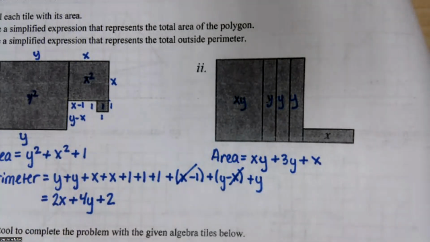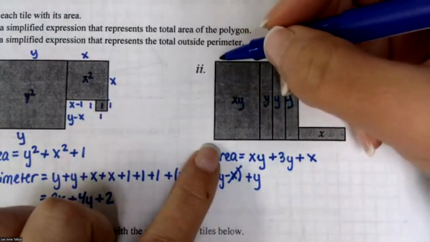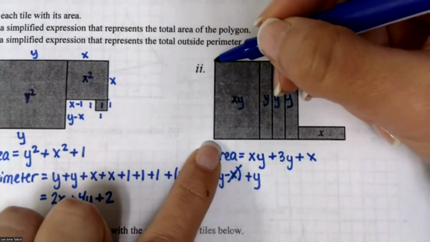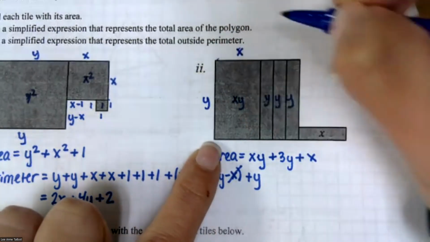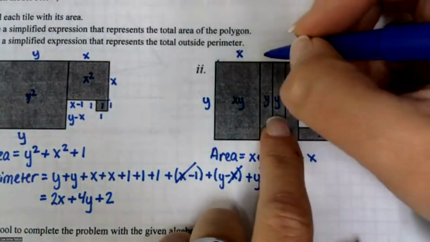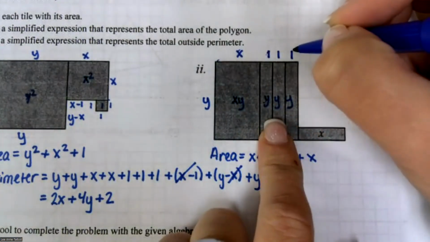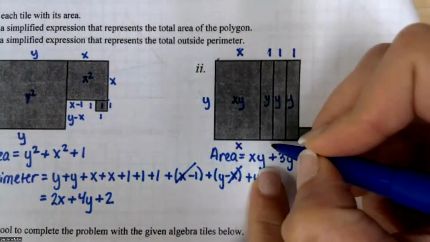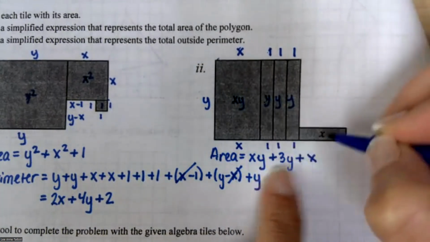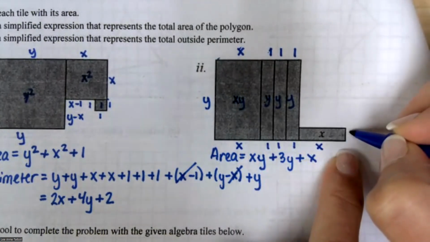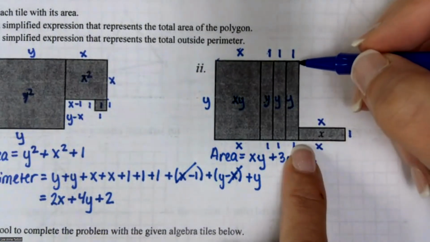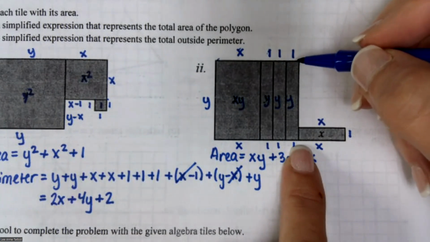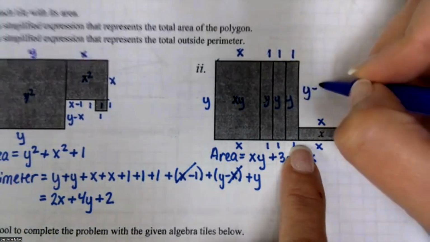Okay, now we're going to go around the outside. How long is this side here? Y. The long side is y. The short side is x. 1, 1, 1. X. 1, 1, 1. X. 1. X. And then I've got this weird length here. Titus, what is it? Y minus 1. Excellent.